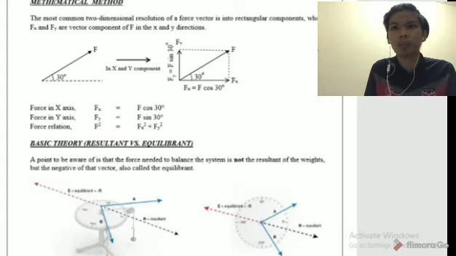Firstly, the most common two-dimensional resolution of a force vector is into rectangular components, where Fx and Fy are vector components of F in the X and Y directions.